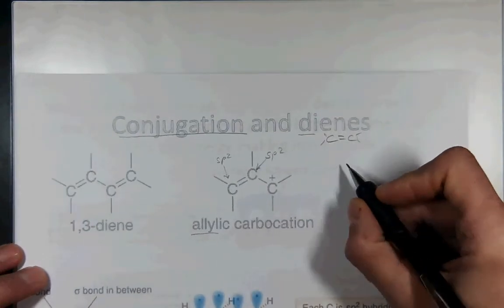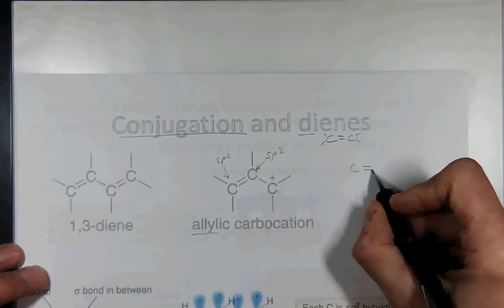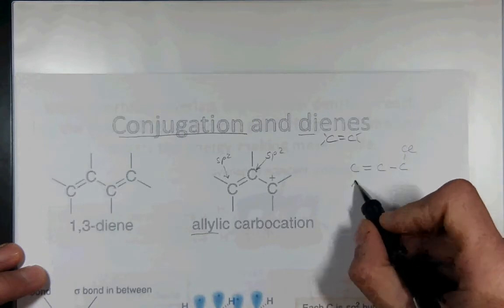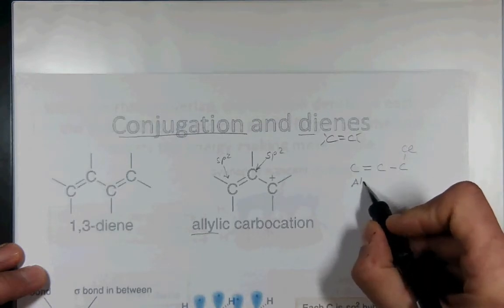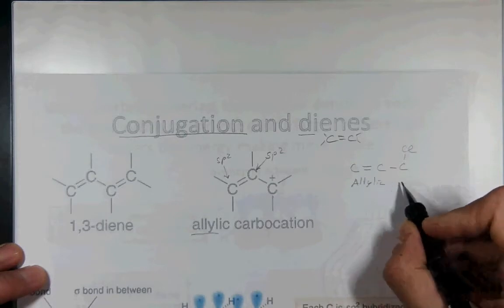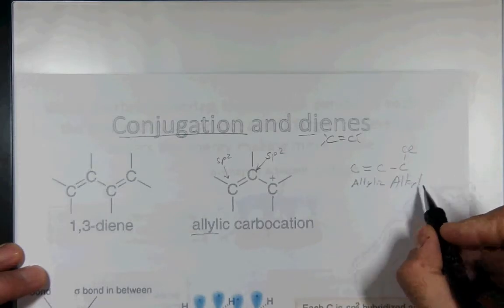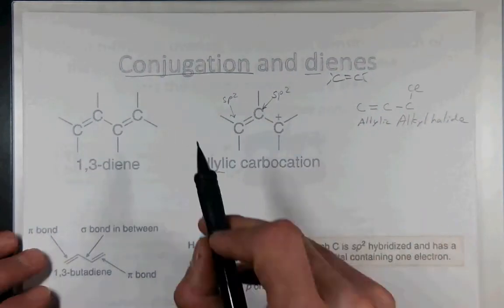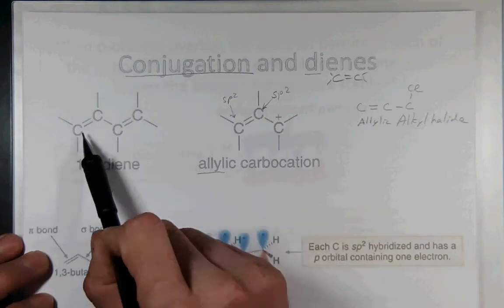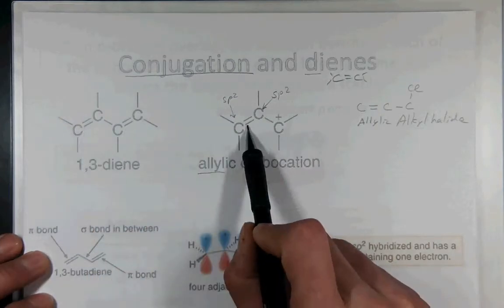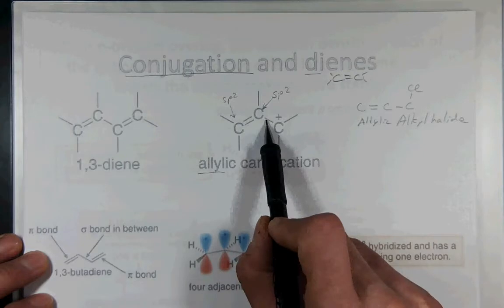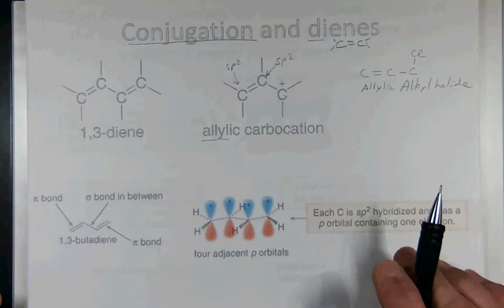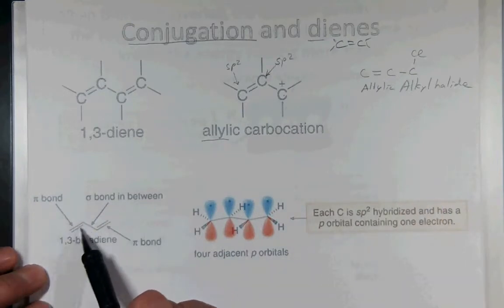Another example of something that's allylic, maybe something like this. So we have an allylic alkyl halide. All it means for them to be conjugated is a double bond, single bond, double bond, or, if you wish, a double bond, single bond, and then a carbocation. So what makes it special is because of the pi bonds.